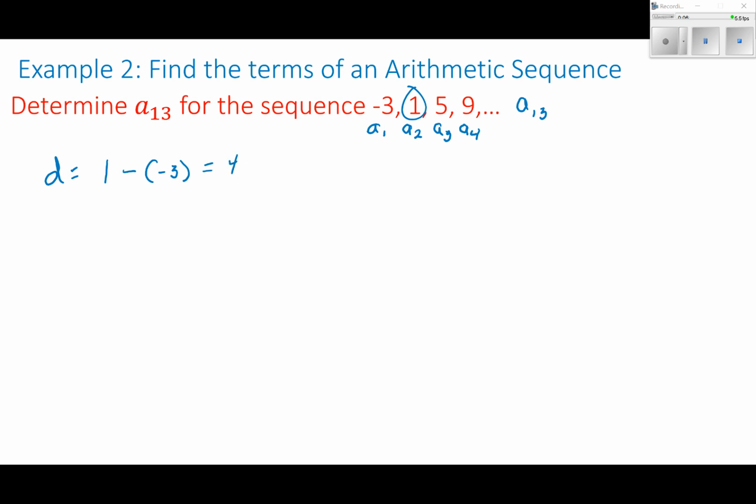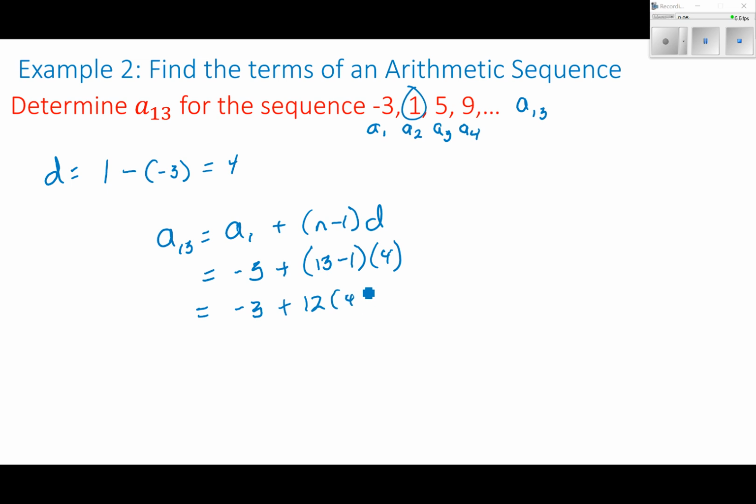Or you might well just look at the sequence and say, well, to get from -3 to 1, I had to add 4. So to figure out what a sub 13 is, it's going to be my first term plus my n minus 1 times d. My first term is -3 plus my n is 13 minus 1 times d, which is 4. So this is -3 plus 12 times 4. Work all this out, I get 45. So to go all the way out there to a sub 13, that term is going to be 45.